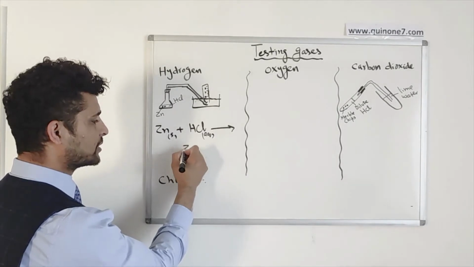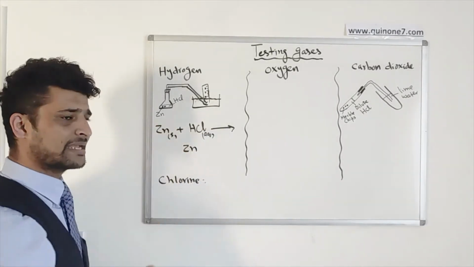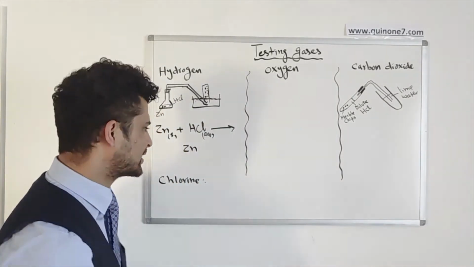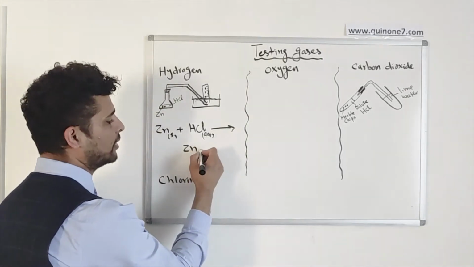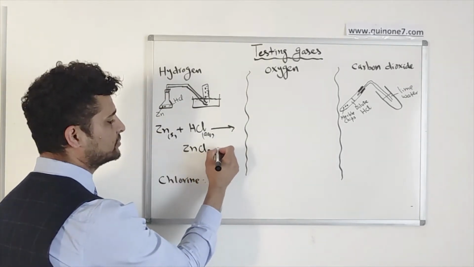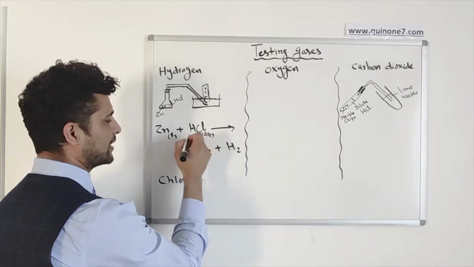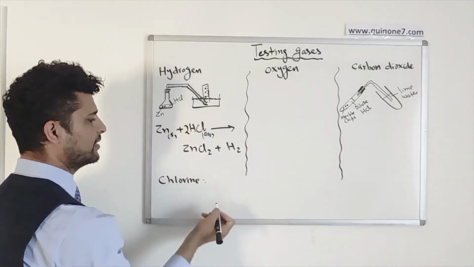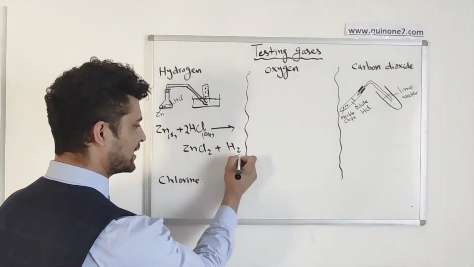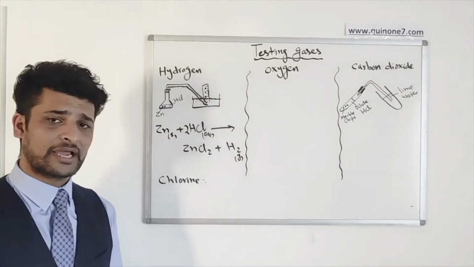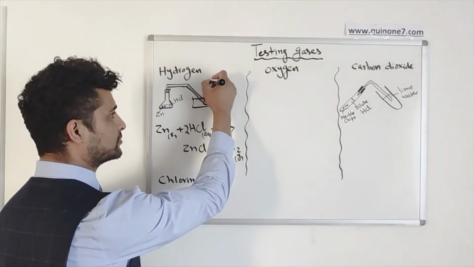So it will produce salt, like when a metal reacts with an acid. It produces salt and hydrogen gas. So that will be zinc chloride, ZnCl2, and H2 gas. To balance it, you put 2 there and that will be balanced. Now the hydrogen gas which is produced there will be collected right in this beaker.